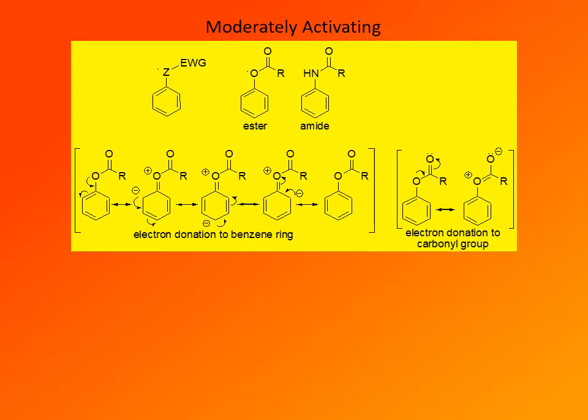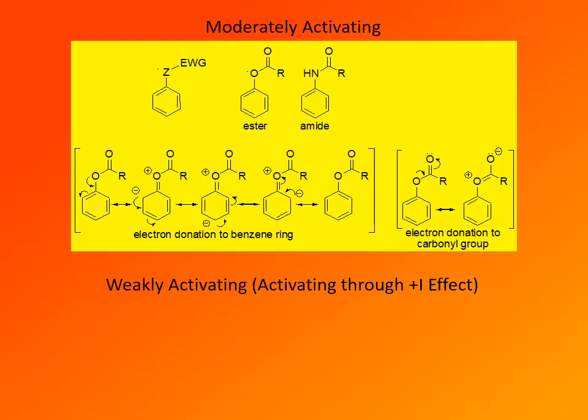Typically that electron withdrawing substituent is a carbonyl group. So esters with ester oxygen bonded to the benzene ring, or amides with nitrogen bonded to the benzene ring, are typical moderately activating substituents. And here you have shown resonance structures that show on the left electron donation to the benzene ring and on the right electron donation to the carbonyl group. Keep in mind that even though oxygen has two free electron pairs, only one of them is in the unhybridized atomic p orbital, and that means that only one of them can be delocalized.